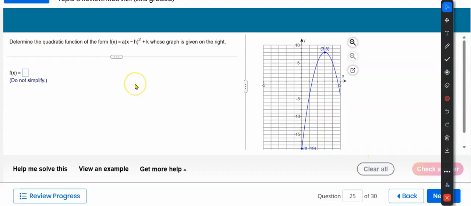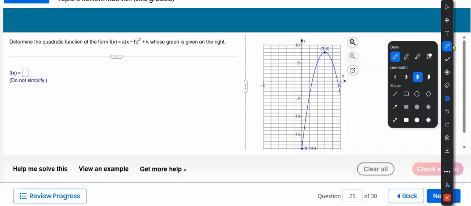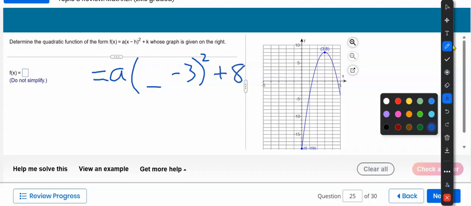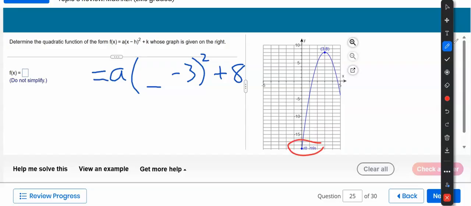Similar question. This time we're going to get it right. I was going to say, man, how in the world did we get that one wrong? Okay. So we don't know what A is. We do know that that's a -3 squared and a +8. And so what are we plugging in? We're plugging in 0, -19.